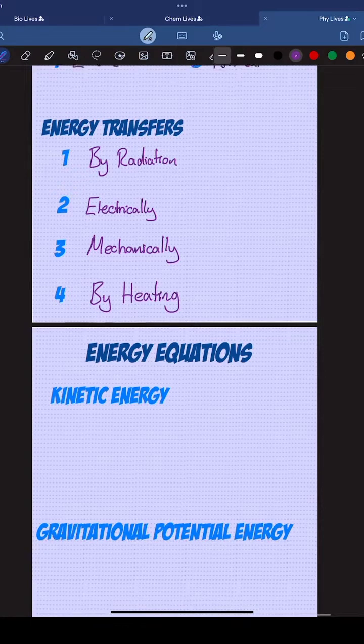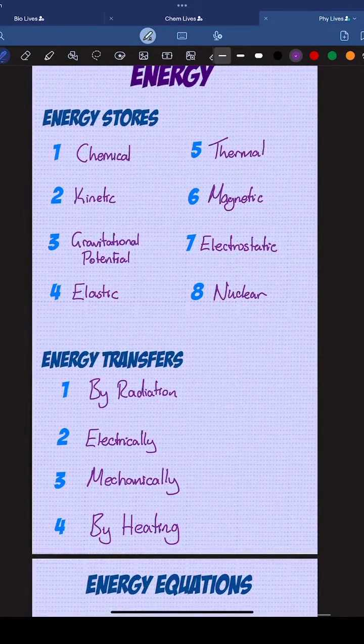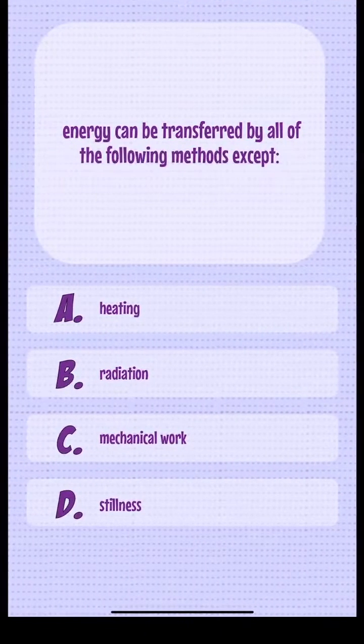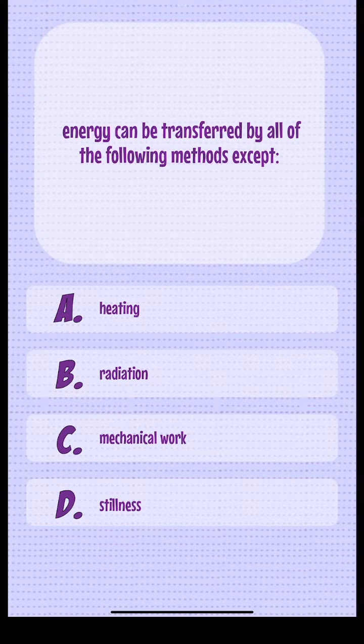Okay, so we've got our energy transfers, we've got all our energy stores. So these questions that we look at, it's going to be to do with most of these. So energy can be transferred by all of the following methods except, so which one of these were not one of the ones on the list? So just quickly vote what you think the answer is and tap on the screen a few times. Yep, well done. Most of you are getting the answer. Stillness is not even anything you do in physics. It's not part of any topic.